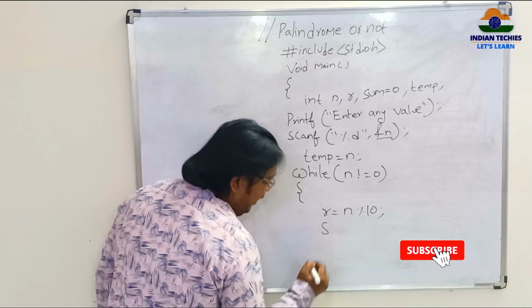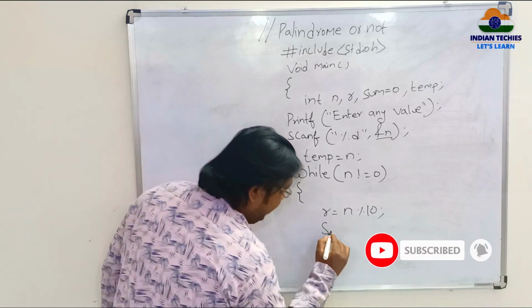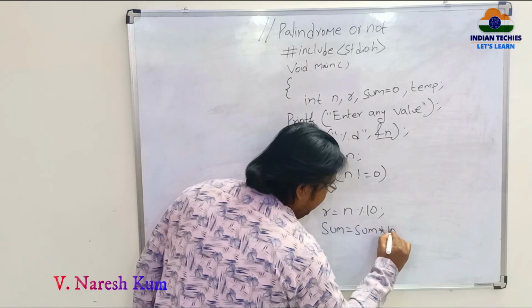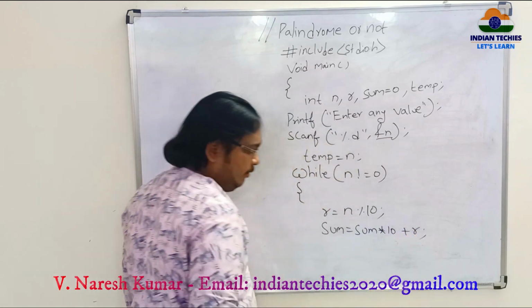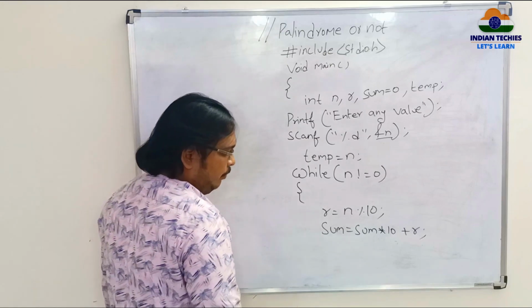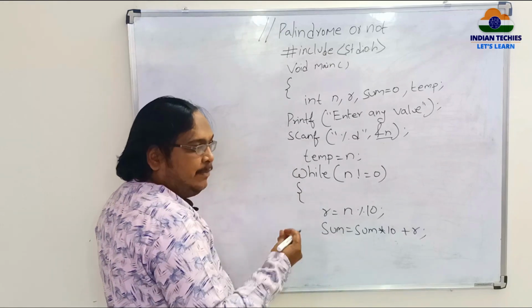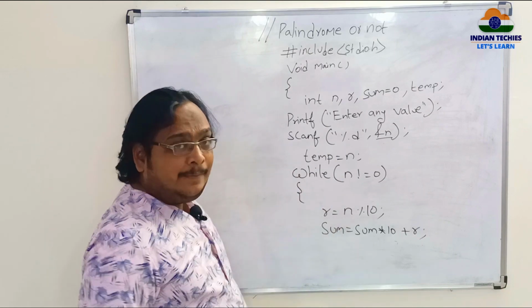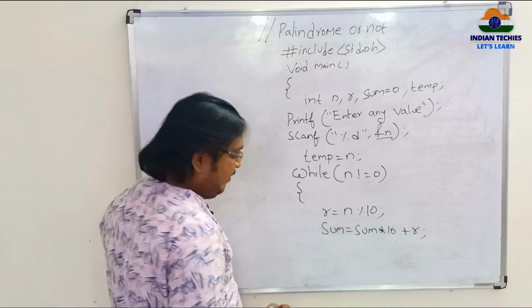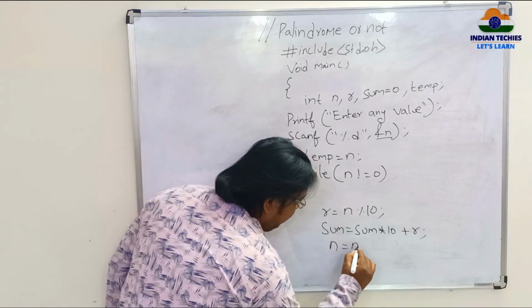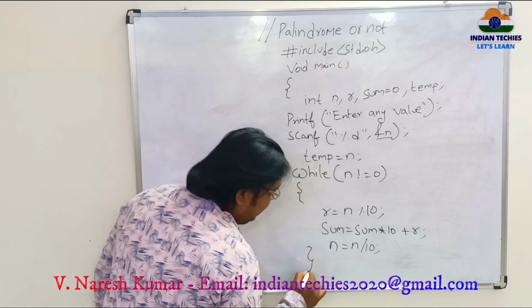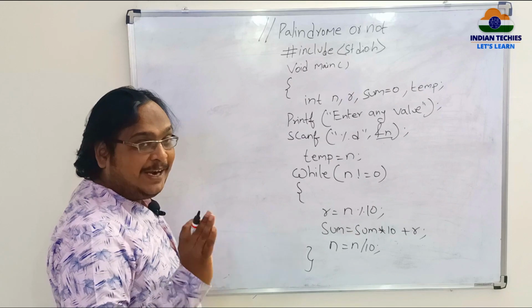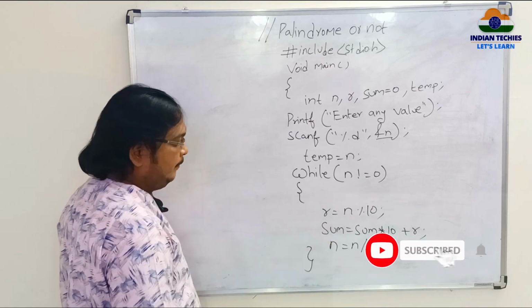This remainder should be added, which is multiplied with 10. That is, sum is equal to sum into 10 plus r. Okay. So next, that number should be again split by removing the last digit. You have to get the remaining value. For that purpose, n is equal to n by 10. This is my loop. By completion of this loop, your final reversed value will be in sum.